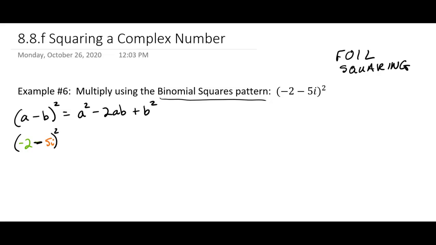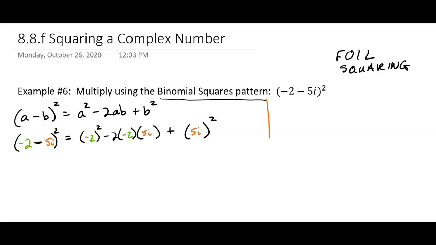Okay, so this is going to equal a squared minus 2 times whatever a is, whatever b is, plus b squared. Okay, so I put in all the stuff that's in the formula. Now I just have to replace the a with -2. So I put a -2 in there and a -2 in there. And I have to replace the b with 5i. 5i there, 5i there. Okay, so that's using the binomial squares pattern.